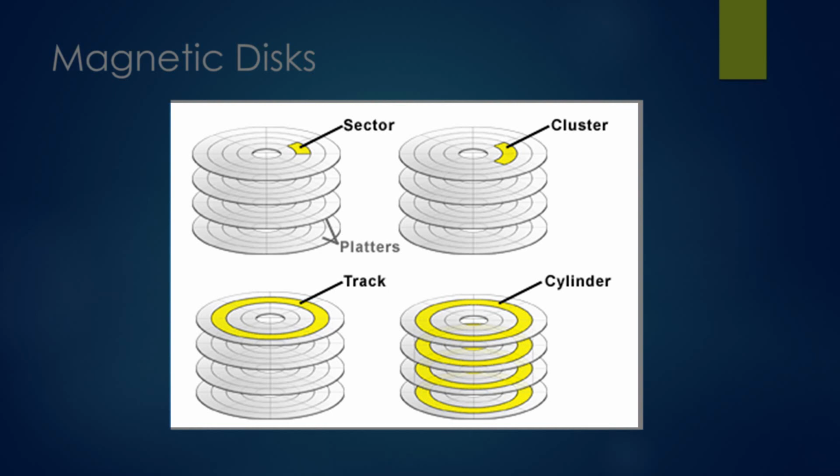Now cluster, track, cylinder, and again a sector. Sector is a portion of a particular track. If I combine more than one sector, it becomes the cluster. If I combine many clusters, it becomes one track. And when all the disks are combined, it forms a cylinder.